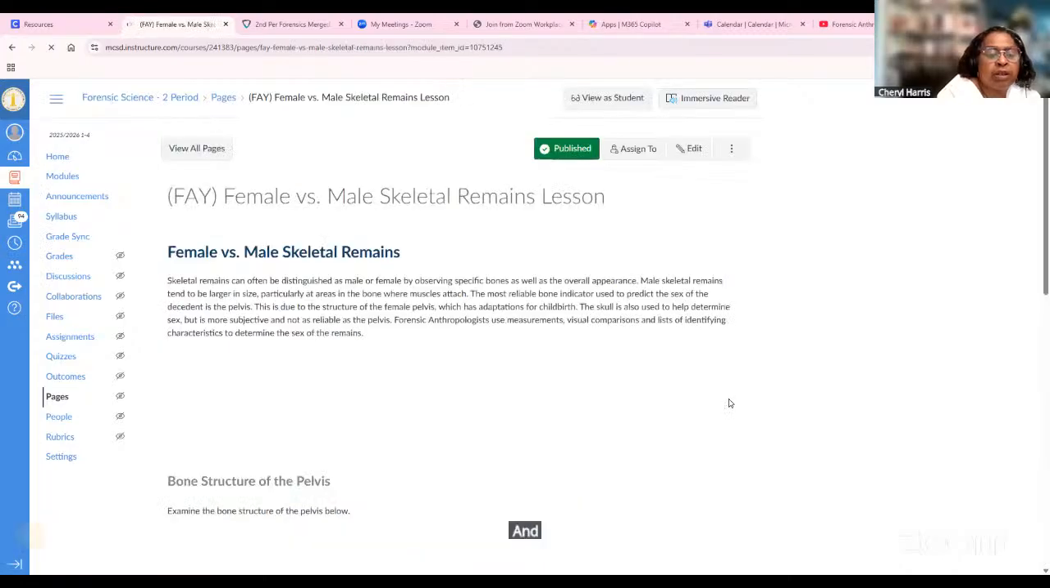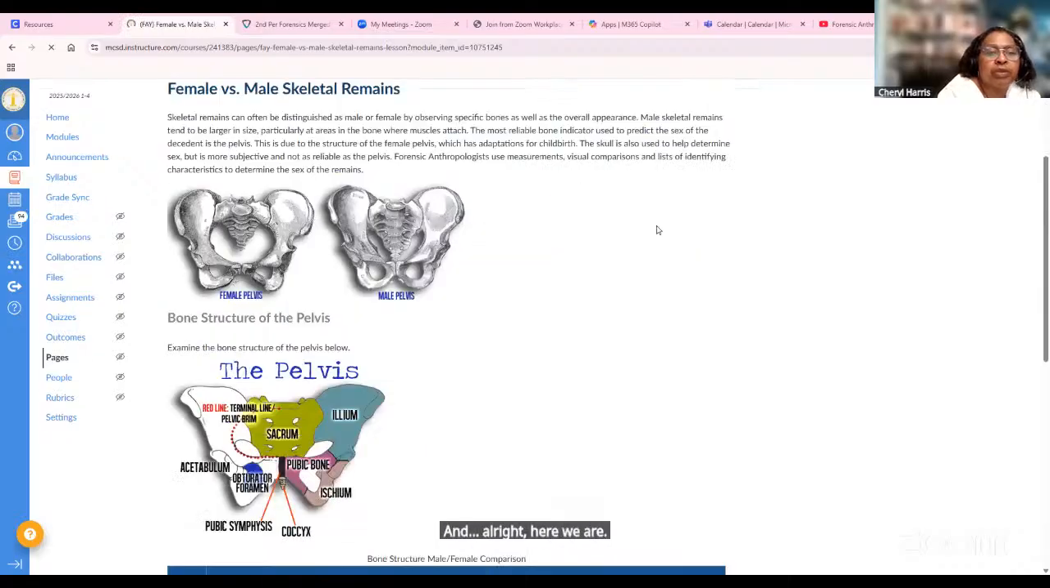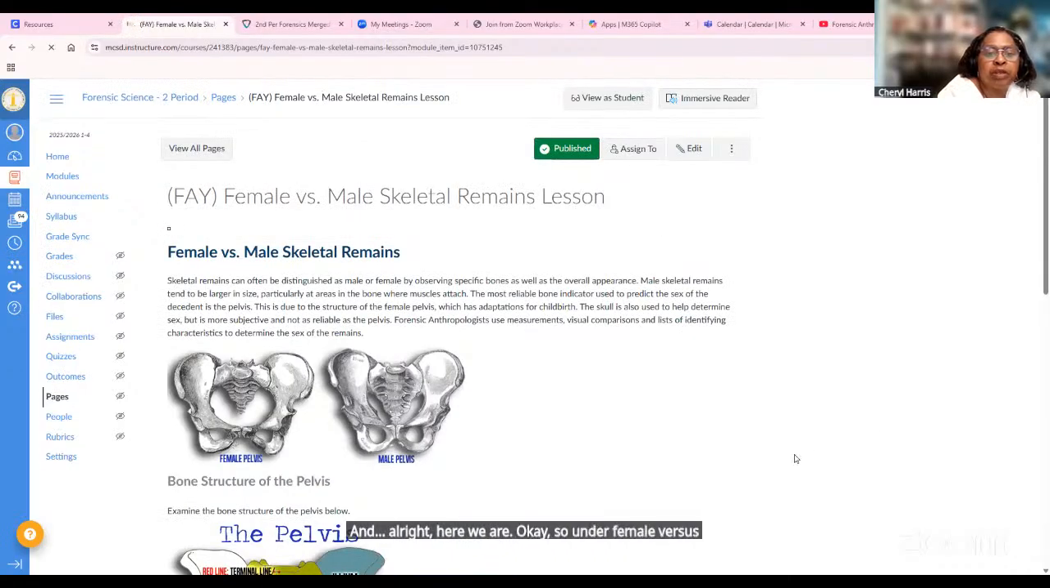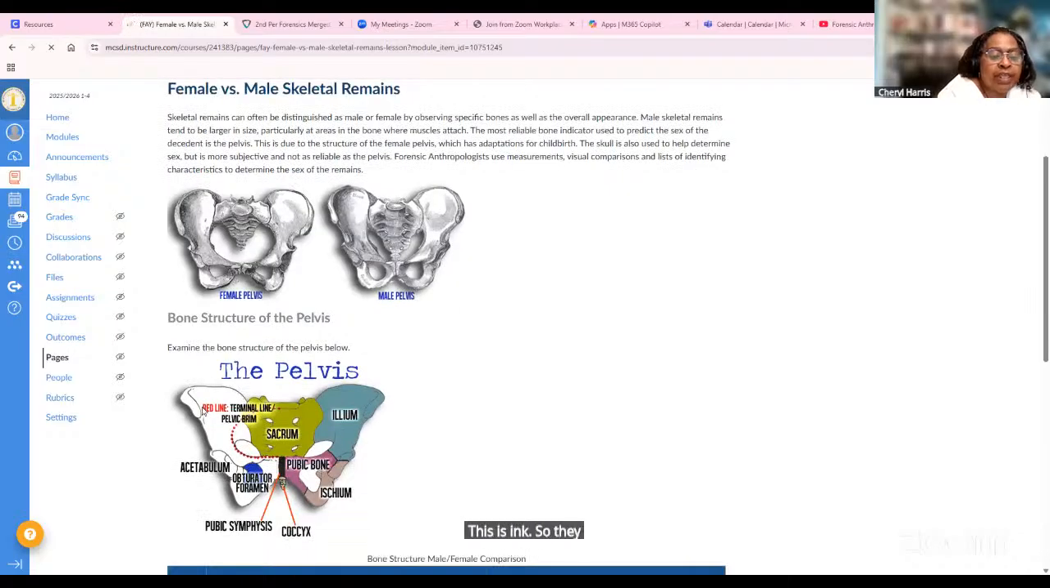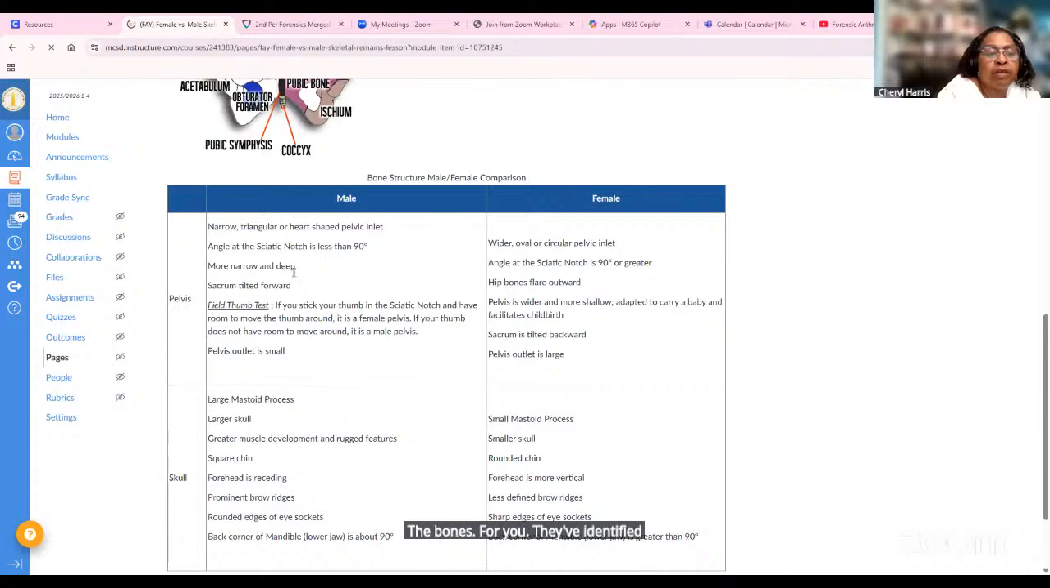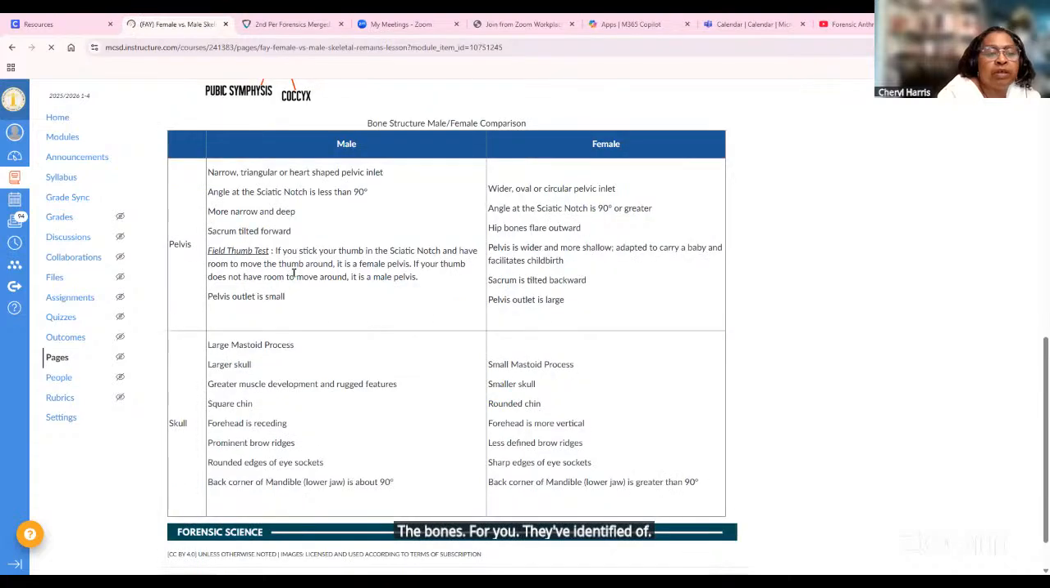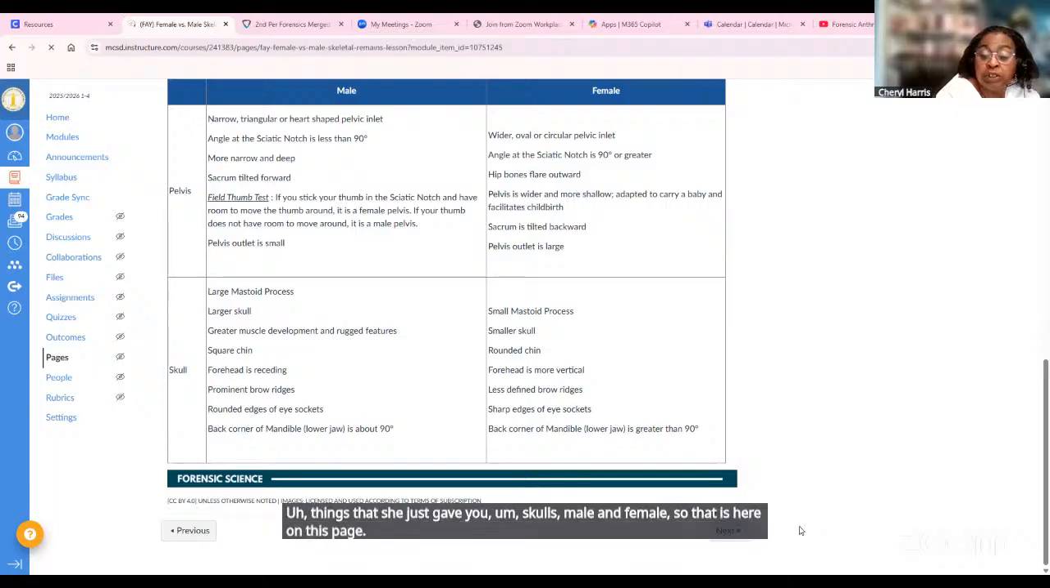And all right, here we are. Under female versus male skeletal remains, they've labeled the names of the bones for you. They've identified the things that she just gave you, skulls for male and female. So that is here on this page. I did want to show you where it was in Canvas.